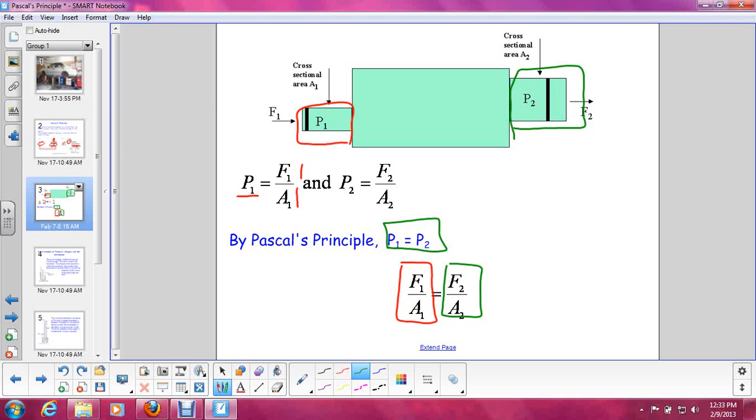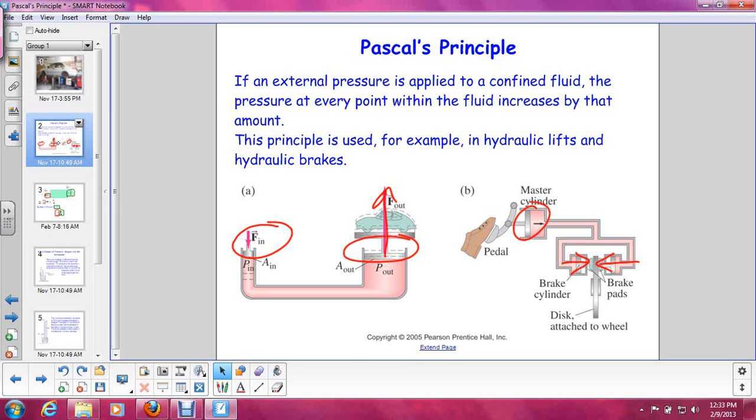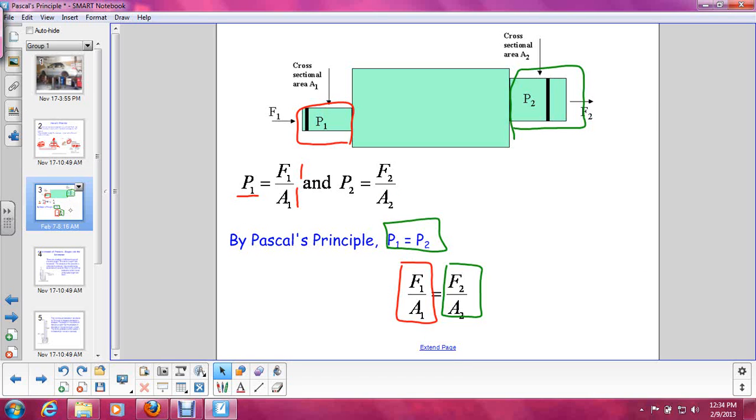It has a very small area over here, and we don't have to put very much force in, because for a large area over here, we get a much larger force if the pressure is the same.